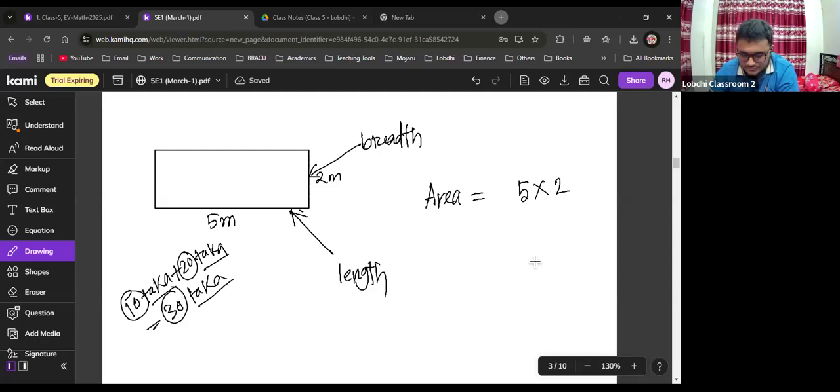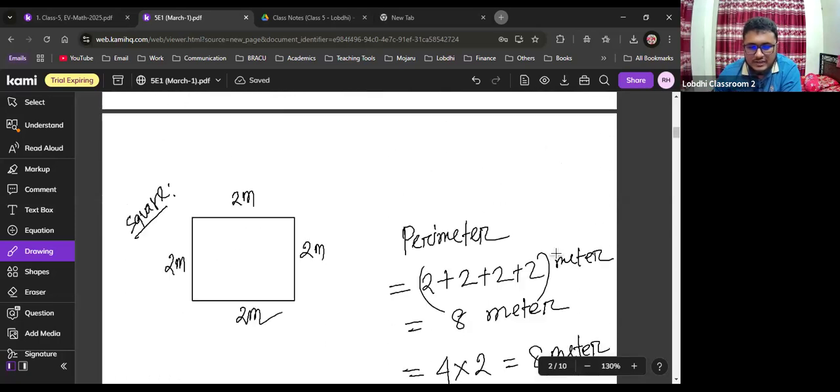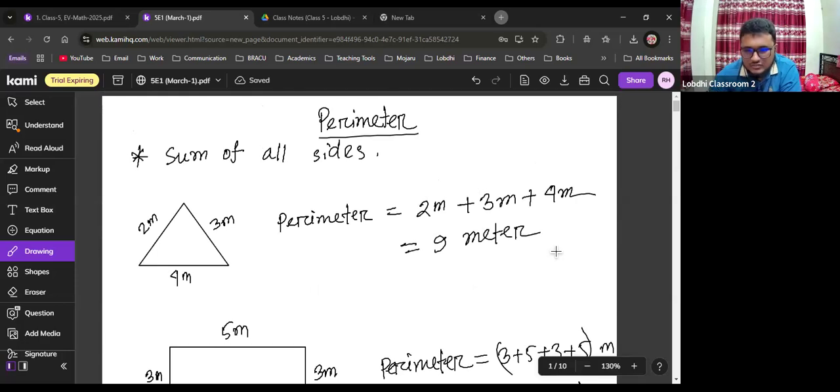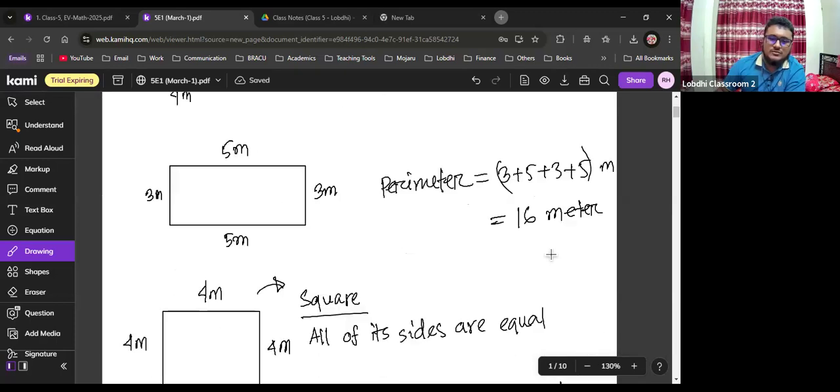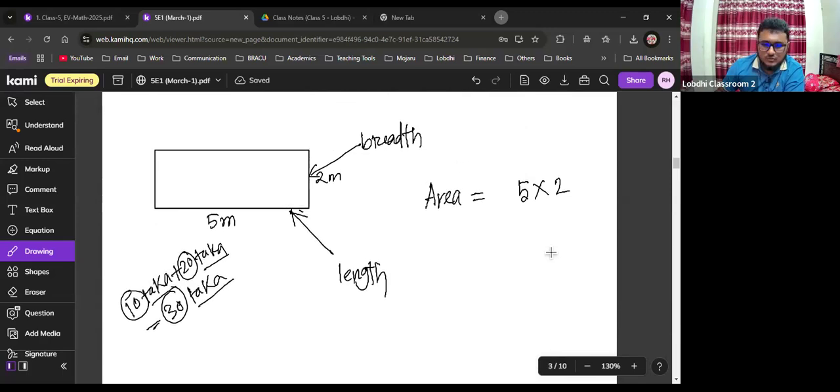But in case of multiplication, the unit changes. Just notice here, we have added 4 sides like this: 2 meter plus 3 meter plus 4 meter. 9 has come by summing 2, 3, and 4, and meter hasn't changed. It was meter in the previous line, and after adding meter plus meter plus meter, we have got meter. This is what I am telling you, that in case of addition and subtraction, there is no change in unit. But in case of multiplication, there will be a change in unit.